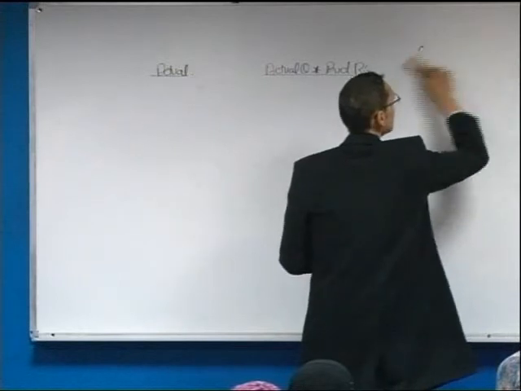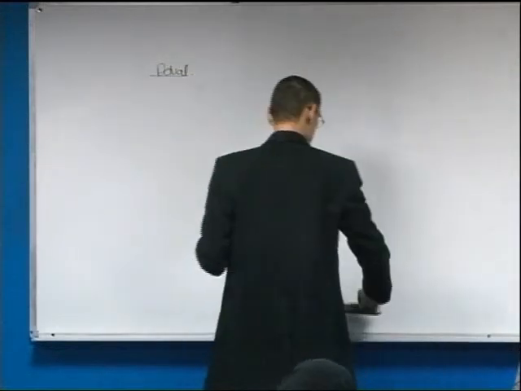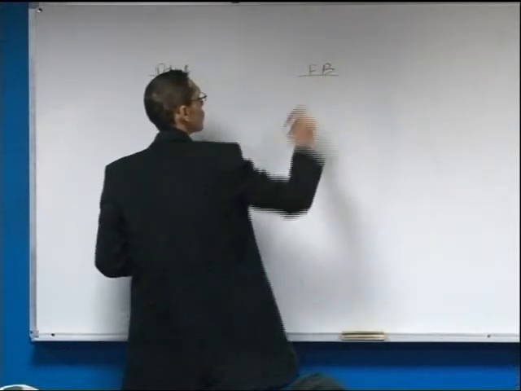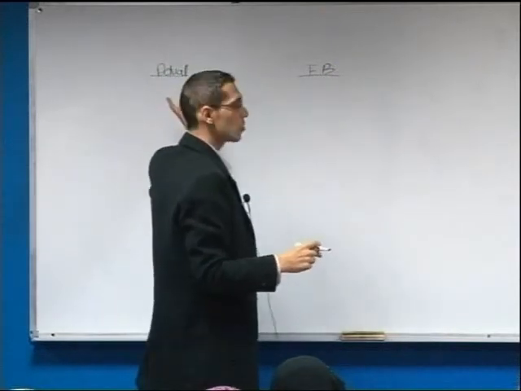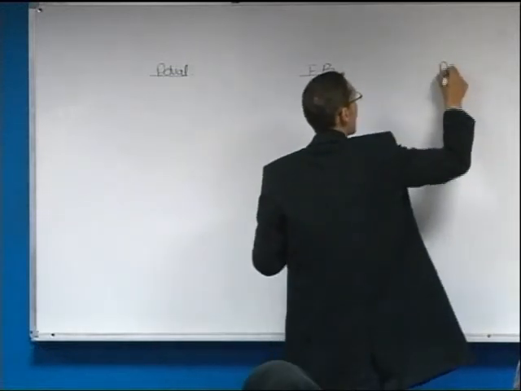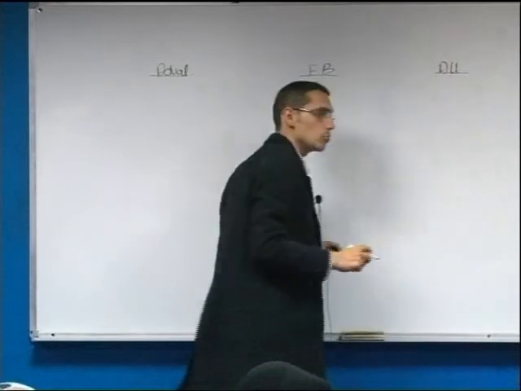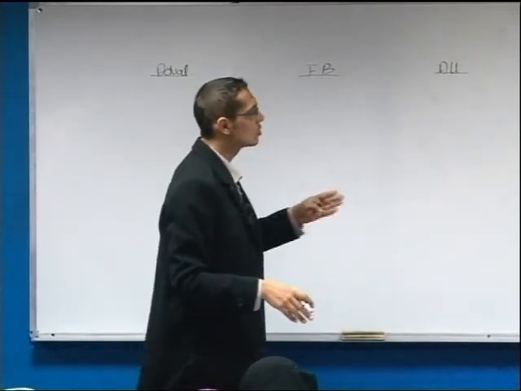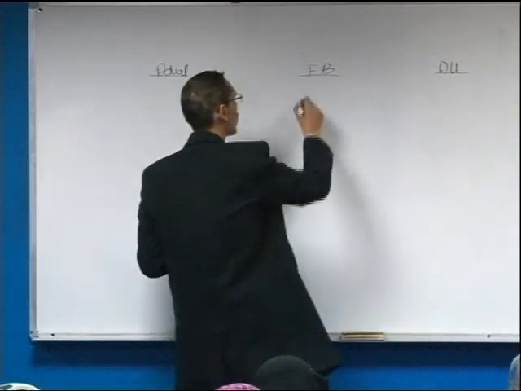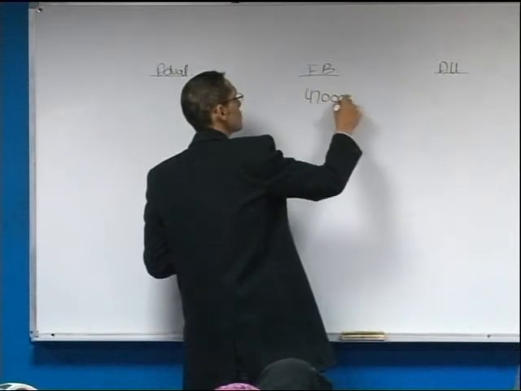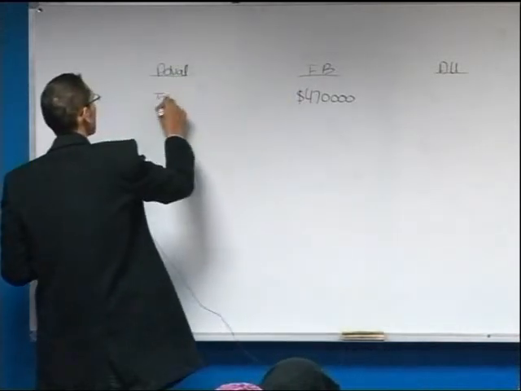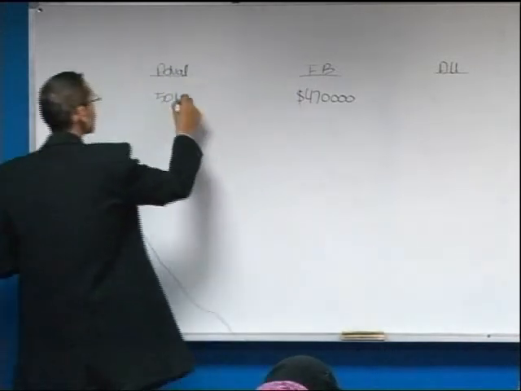Now, let us consider the fixed overhead variances. We need to compare the flexible budget with the actual in order to compute the spending variance, and the flexible budget with the allocated amount in order to compute the production volume variance. According to our question, we have a budgeted fixed manufacturing overhead of 470,000 and an actual fixed manufacturing overhead of 501,900.